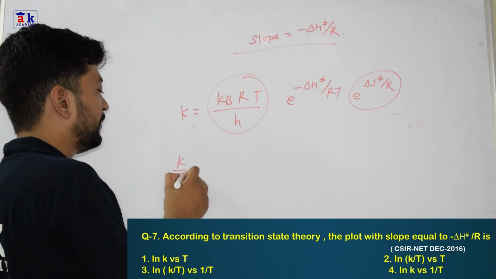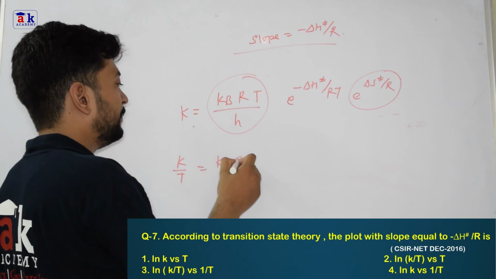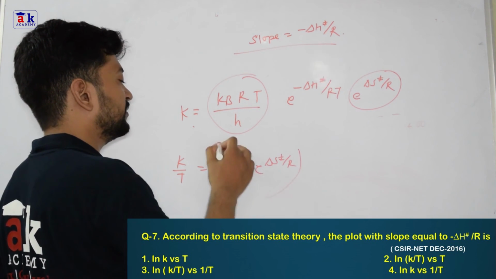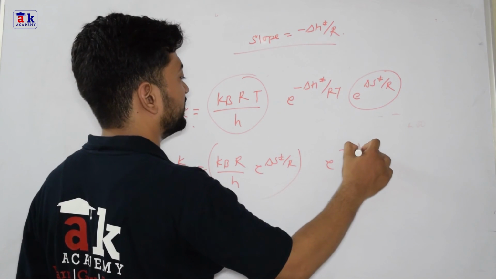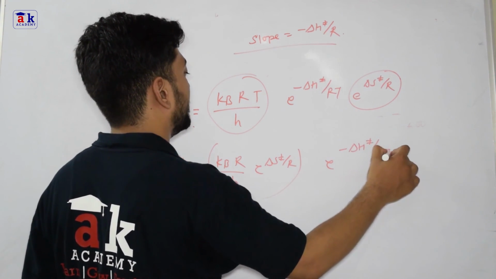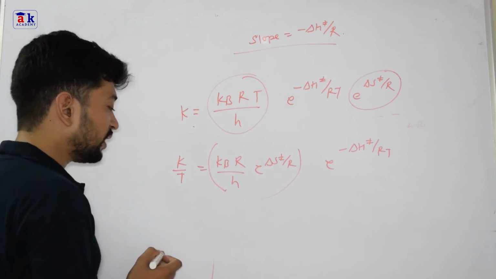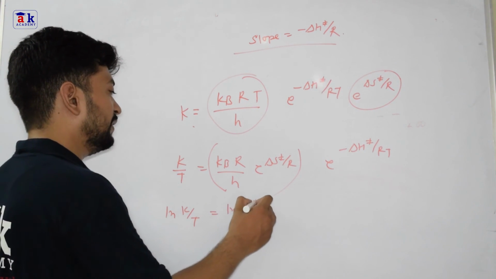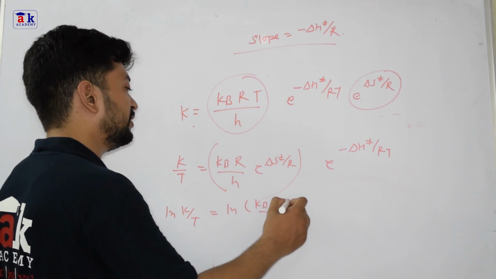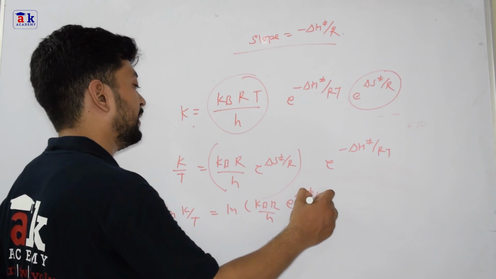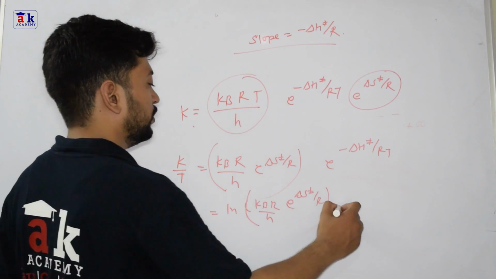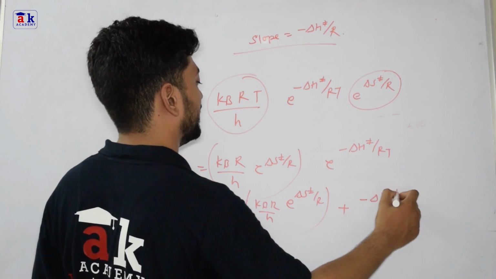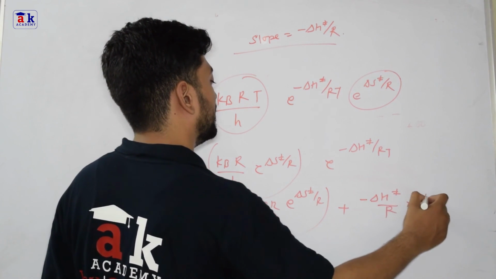So this will become k by T is equal to kB R upon h, e raised to delta S dagger upon R. So this is one constant, and here we have e raised to minus delta H dagger upon RT. Now take the ln. So this will become ln k by T is equal to ln of kB R upon h e raised to delta S dagger upon R. So this is the first term, and then we will have minus delta H dagger upon R multiplied by 1 by T.